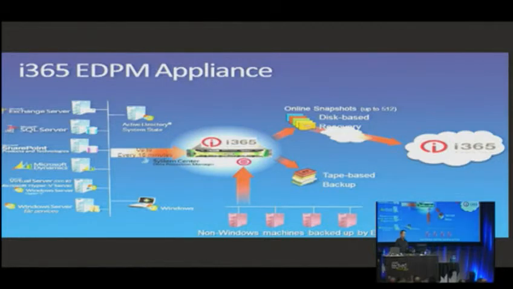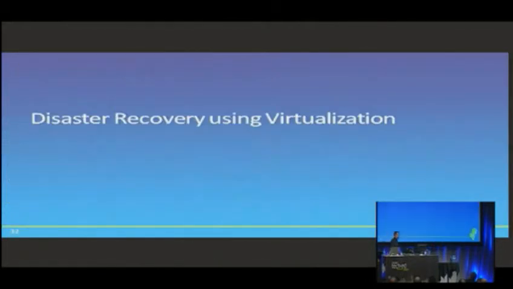Fun data point here, by the way. You're not only using the DPM software to back up your Windows-based data, you're also using their software to back up the non-Windows-based machines in your environment as well. So they have heterogeneous backup software as part of the appliance to partner up with DPM, and then all of it goes off-site to an i365 cloud. So you've got some options there. All right. Okay.